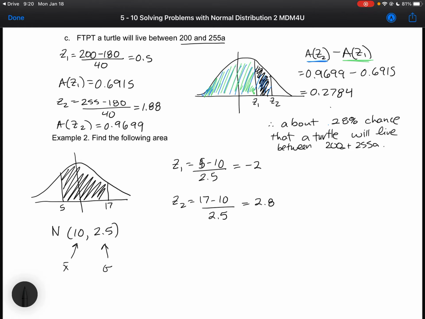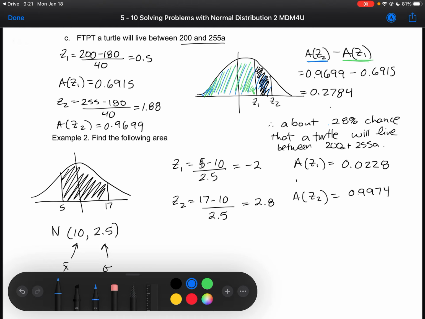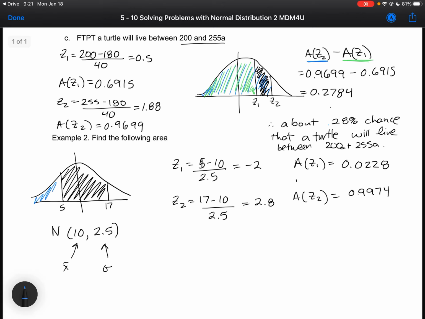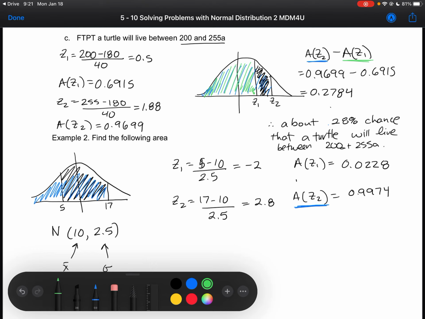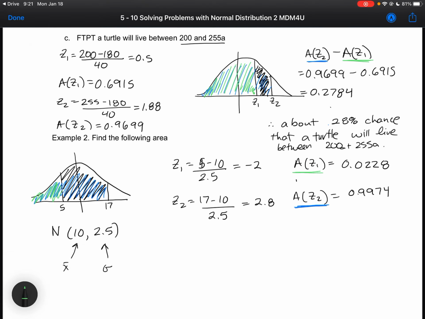And now what I'm going to do is use my z-score table to find the area under the curve for both of those z-scores. For my Z1, I'm going to get 0.0228. And for my Z2, I'm going to get 0.9974. And then to find the area that I'm missing, I will shade in my colors again here. So my first one that I'm going to shade in is blue, and that represents this value right here, the area under the curve for my Z2 score. And then I have the area under the curve for my Z1 score, which is right here.